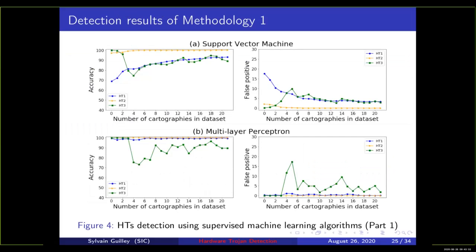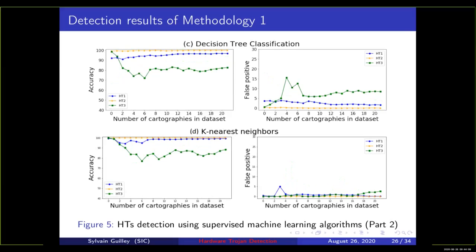So see, for instance, for the SVM, for the Trojan 2, we reach 100%, okay, which is our goal. But actually, we fail to detect with high accuracy some of the Trojans. Okay, so this is positive, but not fully satisfactory because we want to do something which is better. Also, you see here in terms of the false positive, for the hardware Trojan 2, we have no false positives, but we have something which is still too high for Trojan 1 and 3. Okay, so those are the first results.